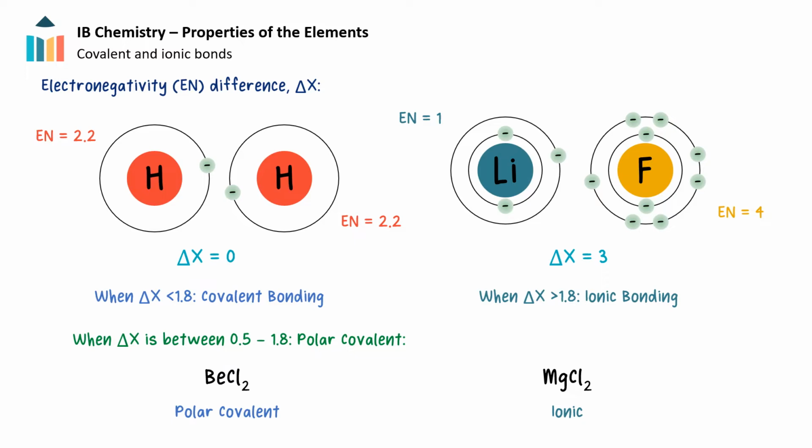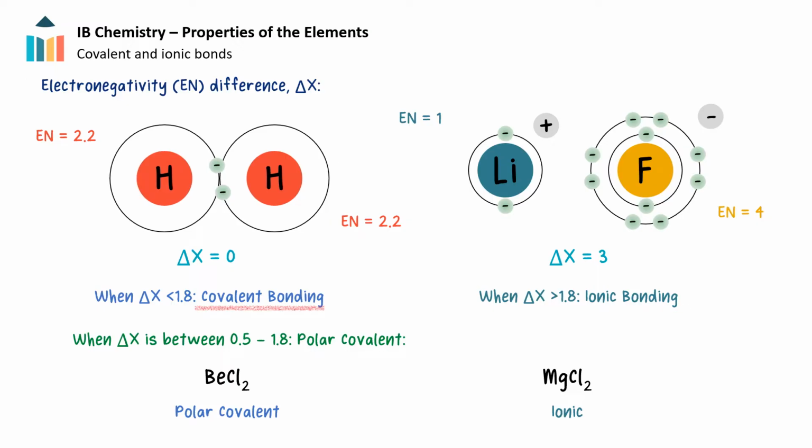Now let's revise a couple more types of bonding. Bonding depends on the properties of the elements involved in that bond. The type of bonding between atoms depends on the electronegativity difference, given the abbreviation delta X. Ionic bonds occur if the electronegativity difference is large. If the electronegativity difference delta X is greater than 1.8, this is indicative of an ionic bond.